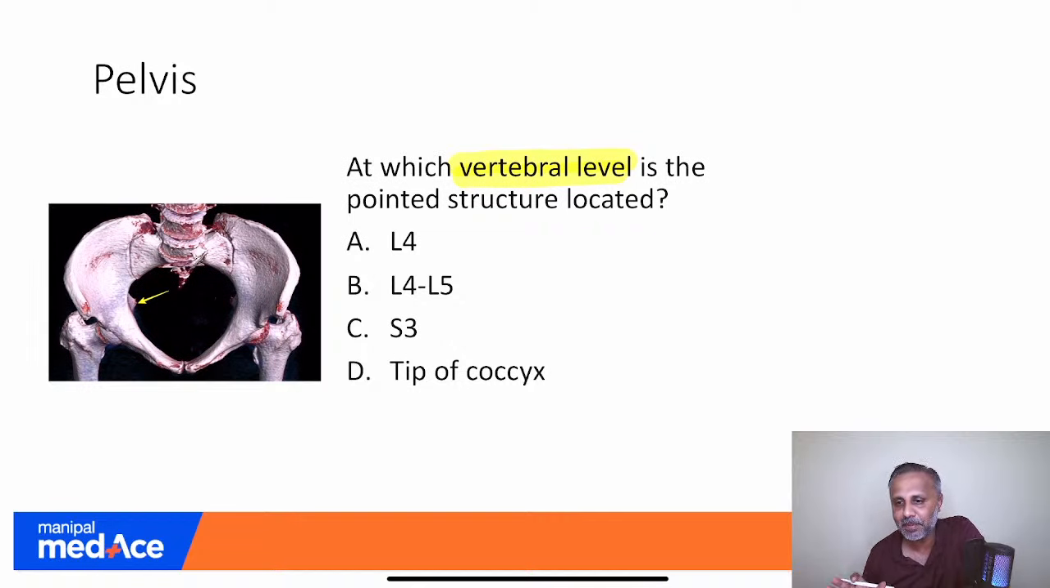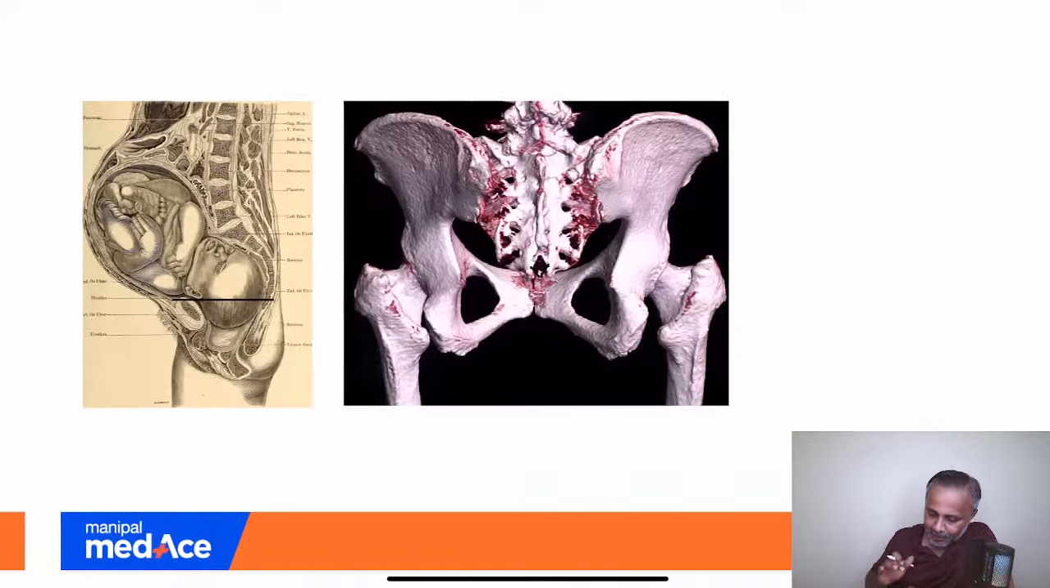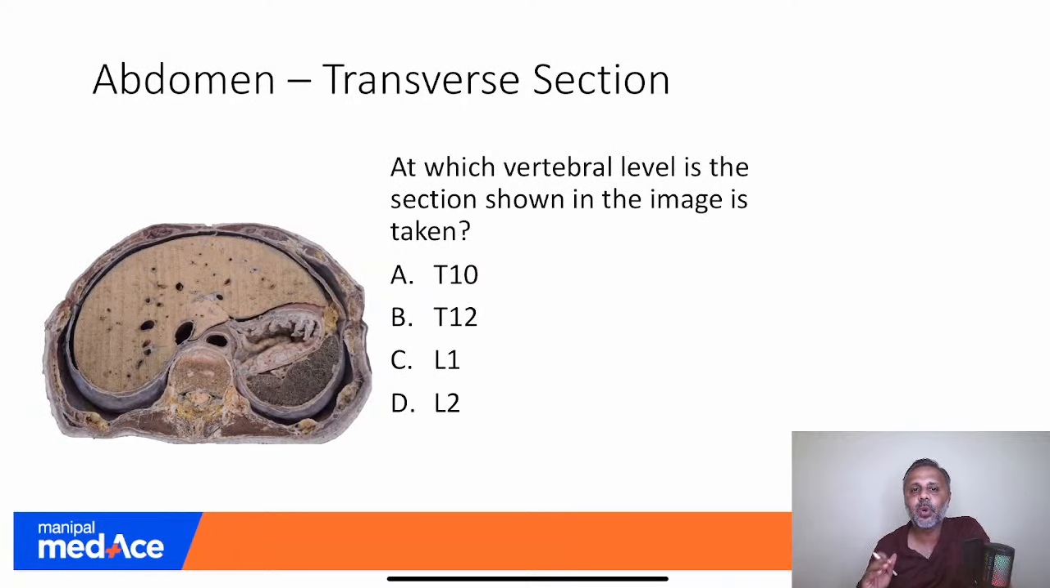Okay. Hi ma'am. So this is regarding one of the questions that was asked on surface marking on vertebral levels of the ischial spine. Now hope this is clear, right? Then the other question was from the transverse section of the abdomen.